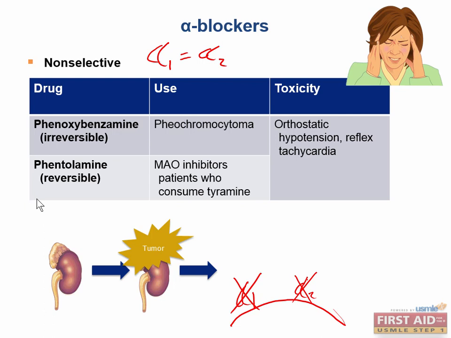Remember that people taking MAO inhibitors should avoid foods that contain tyramine, like cheese. This is because MAO inhibitors prevent the breakdown of our catecholamines, so these patients shouldn't consume tyramine-rich foods such as cheese, which will further increase our catecholamine synthesis.